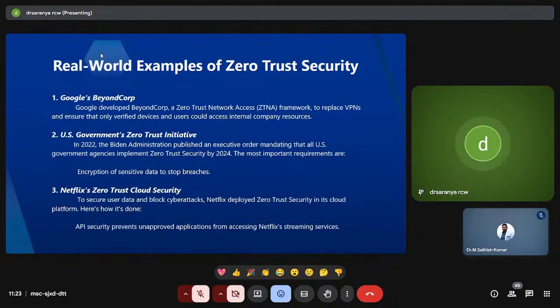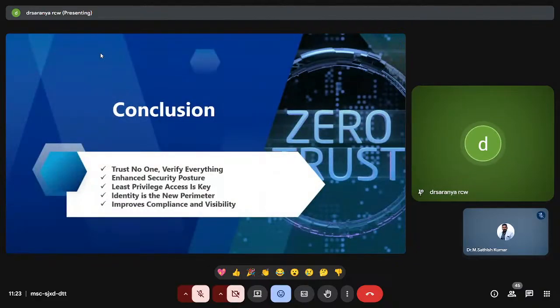It's time to conclude the topic. Zero trust is a mindset shift, assuming threats exist both inside and outside the network. Zero trust follows the principle of never trust, always verify. Continuous authentication of users, devices, and applications is essential. Security becomes more adaptive, resilient, and future ready. Thank you, sir.